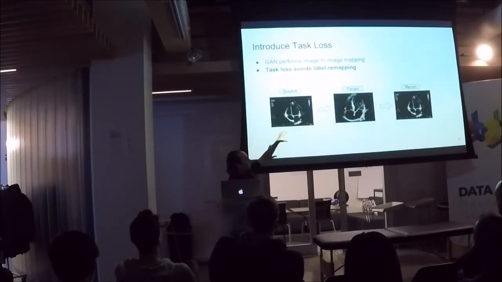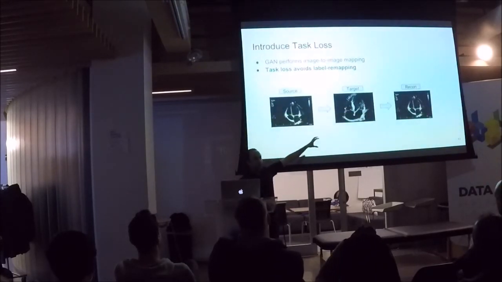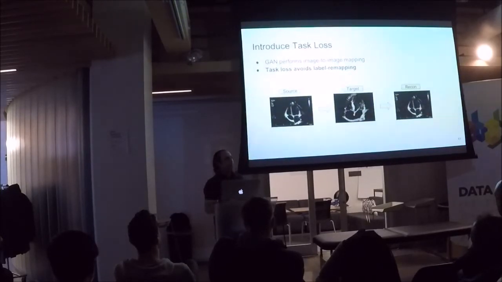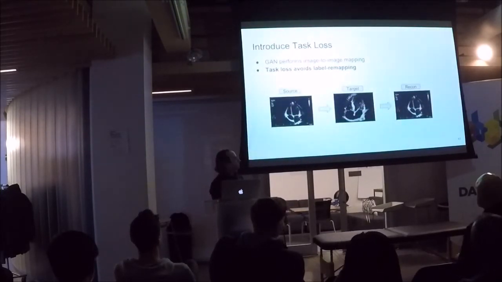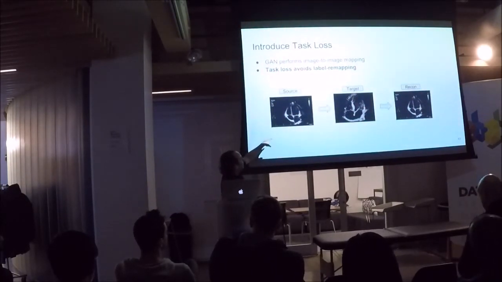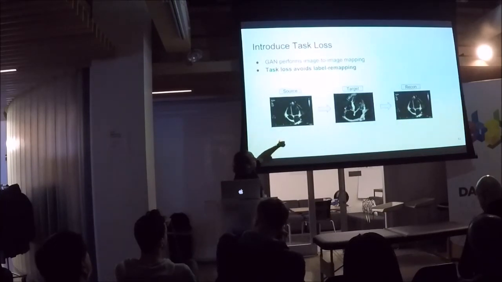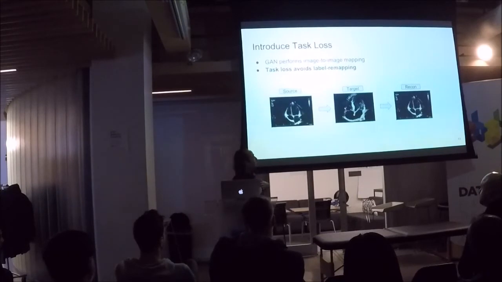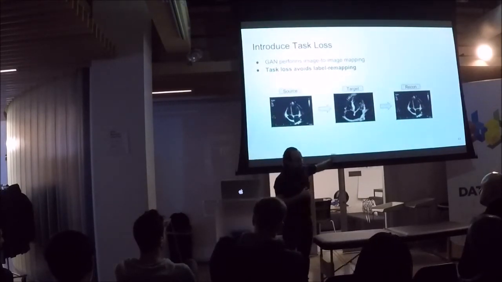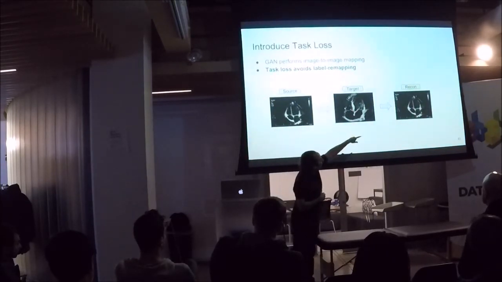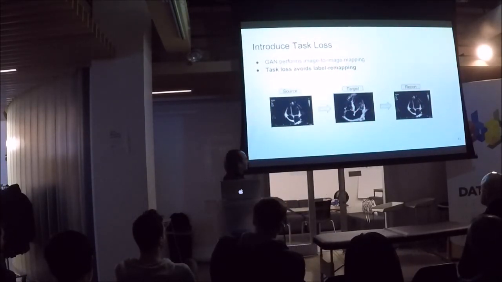So if we had added a task loss to ensure that the image, once converted to our target domain, looked like a heart, we wouldn't get that kind of label remapping. But even that is limited. So this is an example of something that such an inclusion wouldn't capture. Here you can see this is a heart in our source domain. This is a particular view of the heart called the apical 4-chamber view. We've converted it to look like a butterfly image, and we've converted it back using the CycleGAN approach I'll talk about in a second.